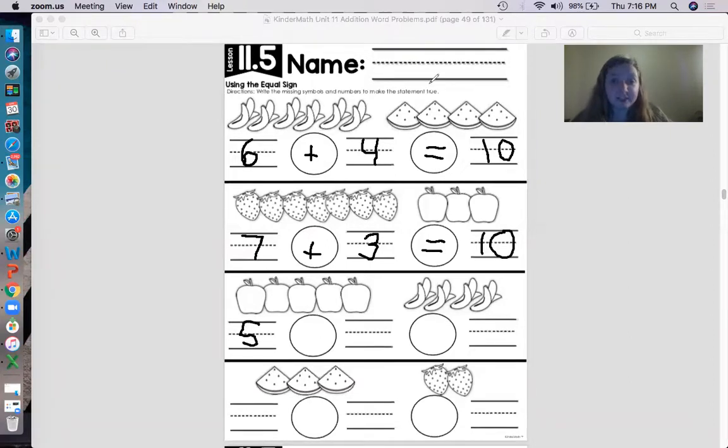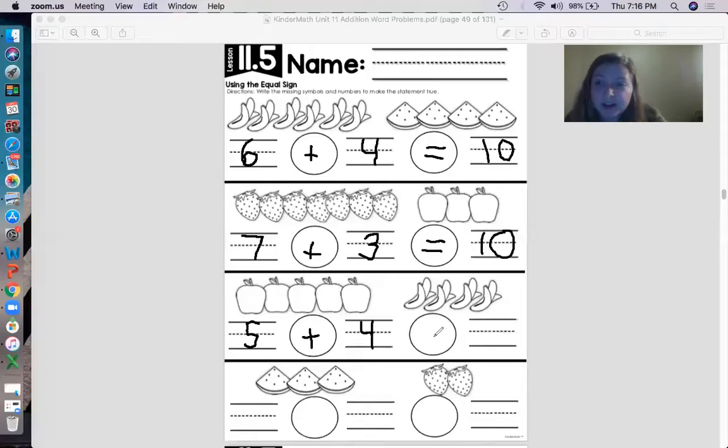I'm going to erase that because I am not very happy with that one. And it's okay if you have to erase to make your numbers look better. All right, what's the symbol that goes in here? It is a plus sign. All right, the next thing we gotta do is count how many bananas are there. Ready? 1, 2, 3, 4. There are 4 bananas.